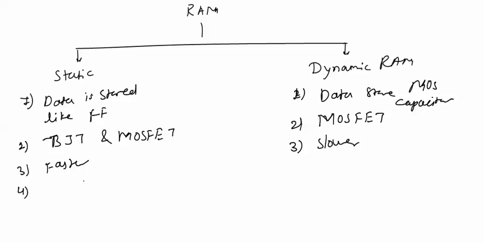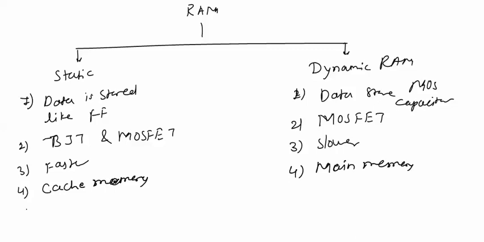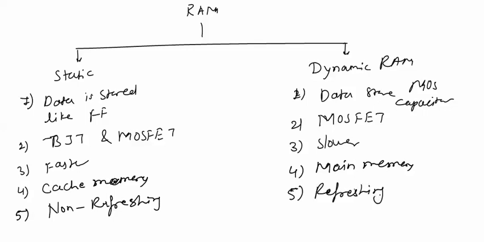The most important point about static and dynamic RAM is that static RAM is used as cache memory in the system, while dynamic RAM is used as main memory. Next, static RAM is non-refreshing memory, while dynamic RAM is refreshing, meaning we can refresh this dynamic RAM.